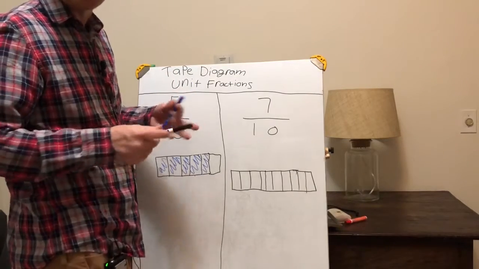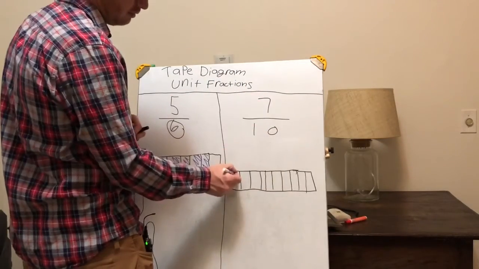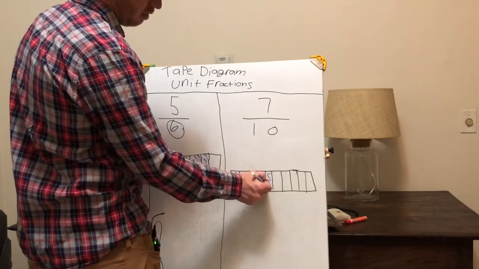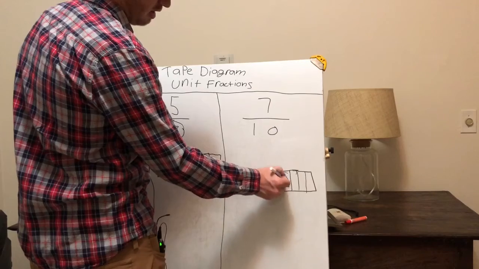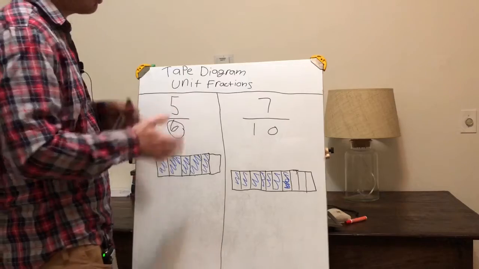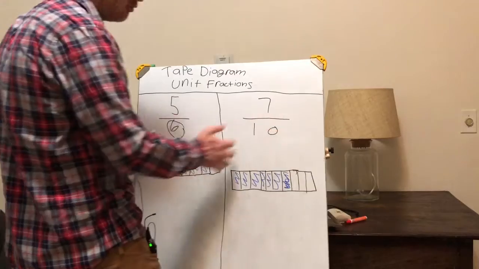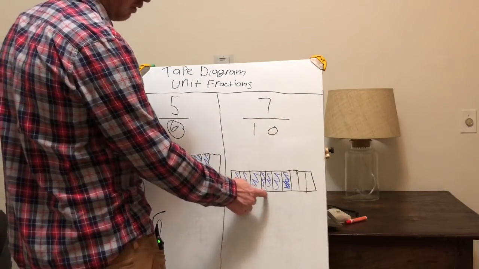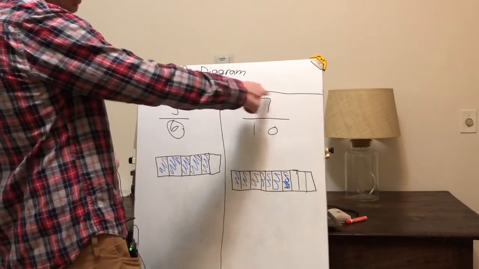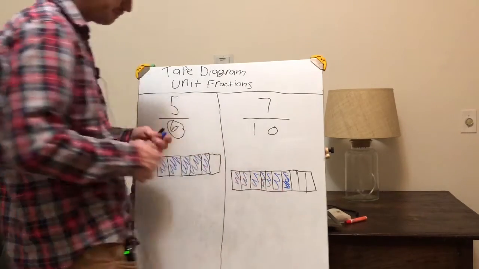And then how many are we shading in? 7, the numerator. 7 out of 10. So 1, 2, 3, 4, 5, 6, and 7. So again, that gives us a good representation. It lets us really see it with our eyes. We have our whole with 10 parts to it. And then the number that's shaded in is 7.